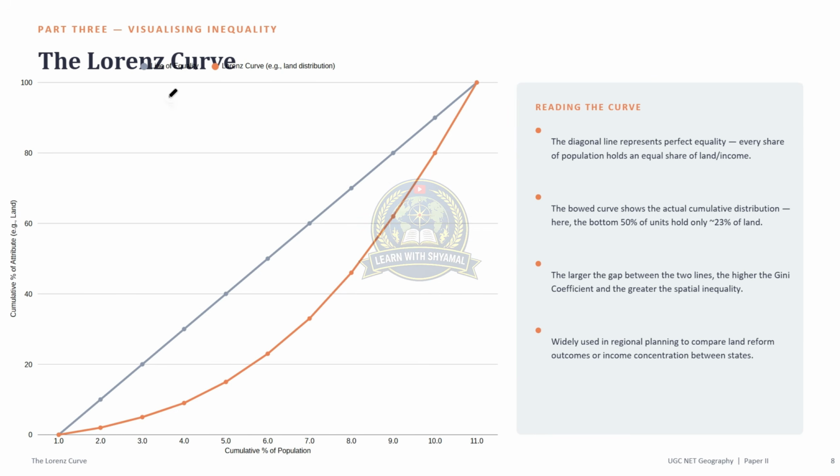This is the Lorenz curve, an example of a Lorenz curve. Reading the curve: the diagonal line represents perfect equality, every share of population holds an equal share of land and income. This one, the orange colored curve, shows the actual cumulative distribution. The bottom 50% of units hold only more or less 23% of land. The larger the gap between the two lines, the higher the Gini coefficient and the greater the spatial inequality. Widely used in regional planning to compare land reform outcomes or income concentration between states.